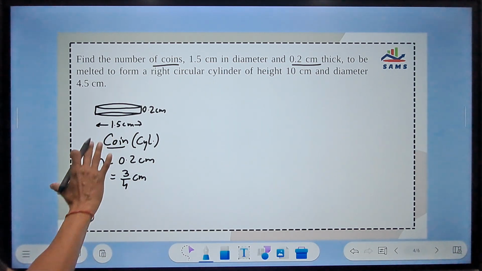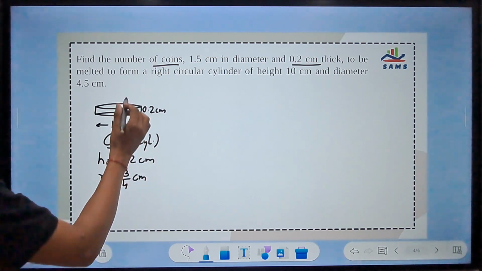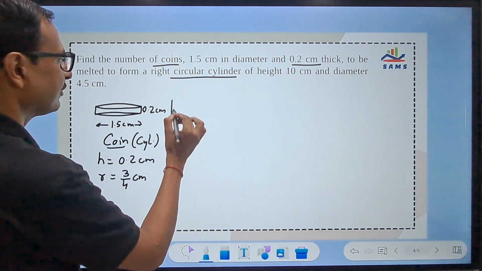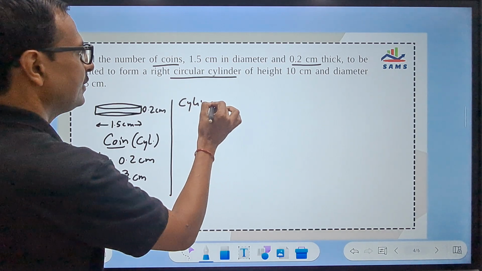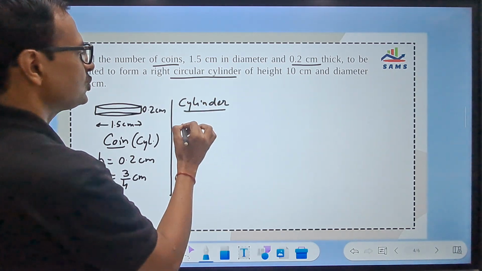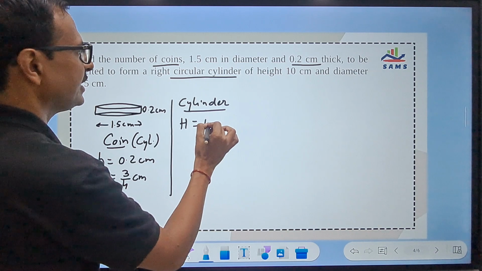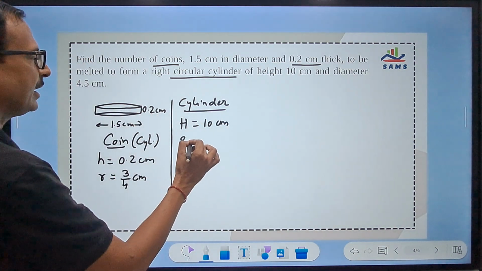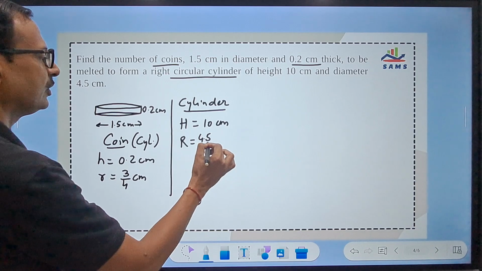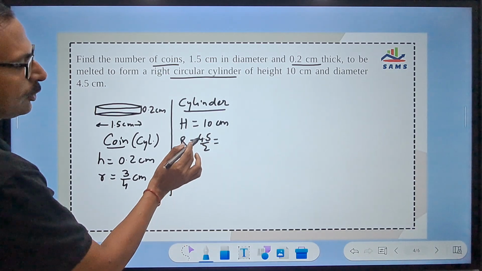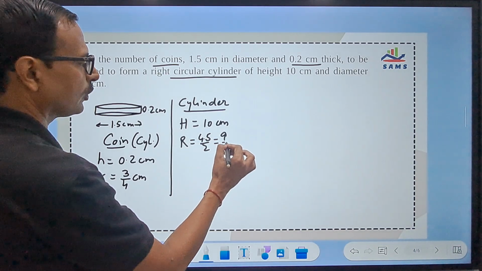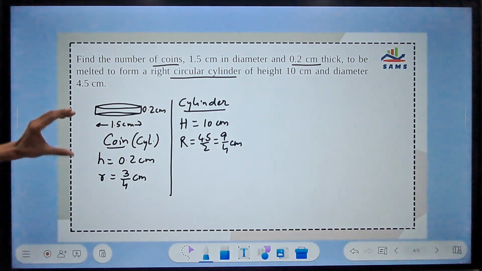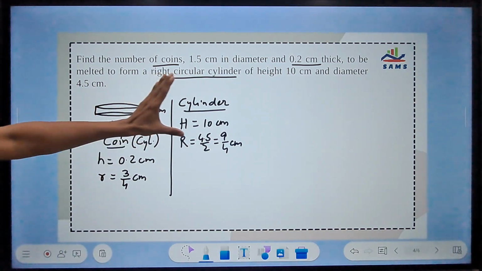Now, how many of these coins are required to form a right circular cylinder? So we are forming a big cylinder, and this cylinder should have a height of 10 centimeter, and the diameter or the radius capital R is 4.5 upon 2. That is 4.5 is 9 by 2, so 9 by 4 centimeters. So he is asking us to find the number of such coins required to make this cylinder.